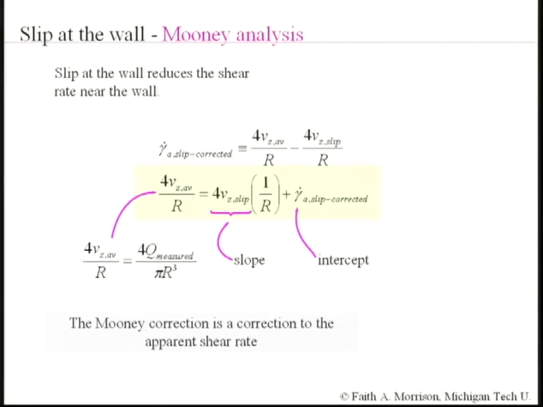So if we take our experimental apparent shear rate and take data for a variety of radii of tubes, when we plot this experimental apparent shear rate versus 1 over r, we should get a plot with a slope equal to 4 times the slip velocity plus an intercept of the apparent shear rate. So this is a correction for apparent shear rate.